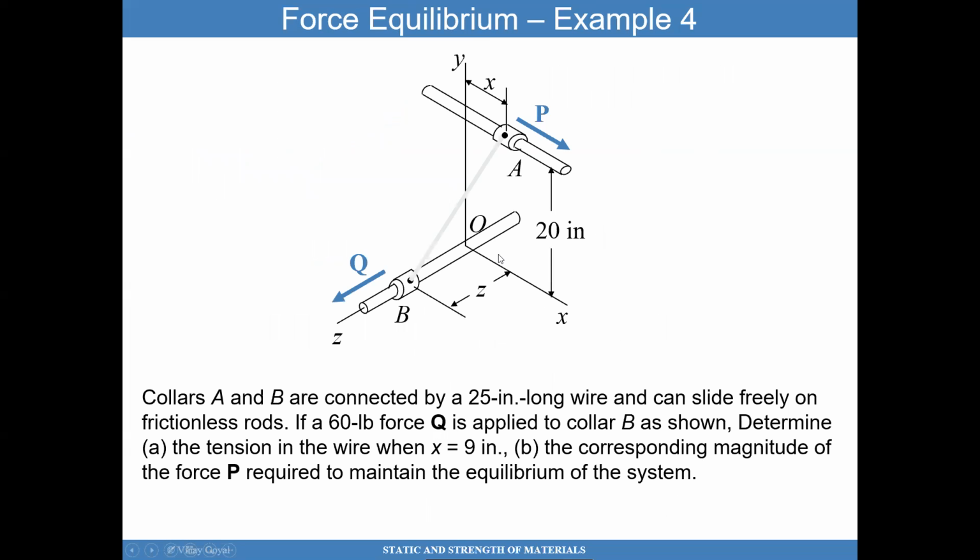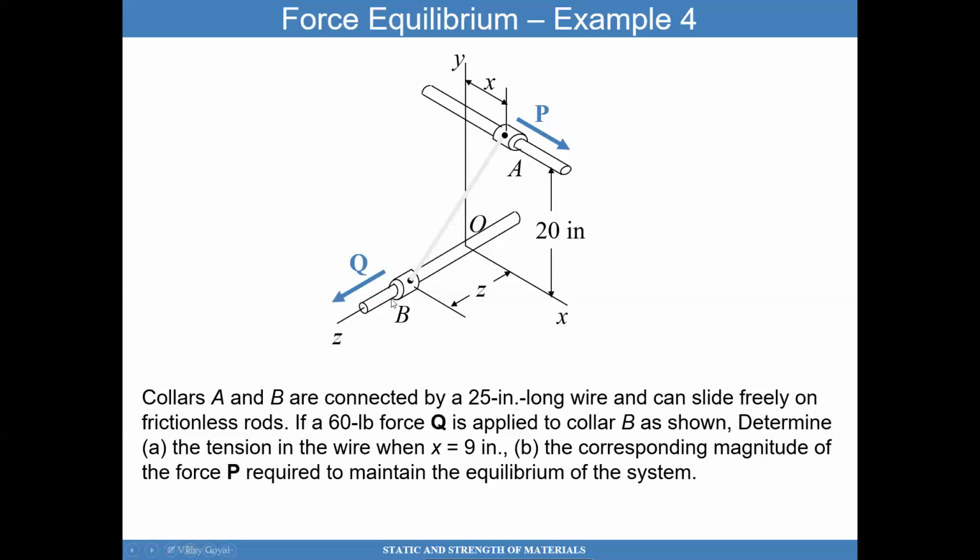Example 4 is a little more complex. It deals with collars A and B. These collars A and B are connected by a 25-inch long wire. This wire can slide freely. These are frictionless rods that the collars can slide along, so this collar can slide along this rod, and this collar can slide along this rod.